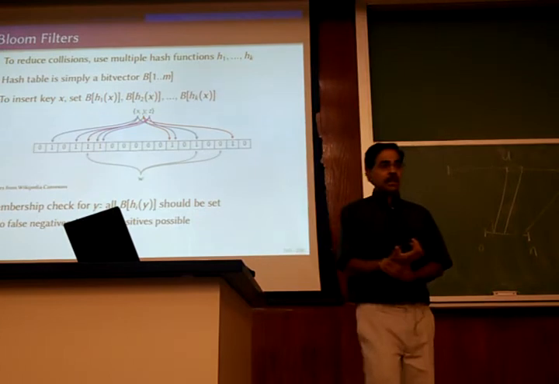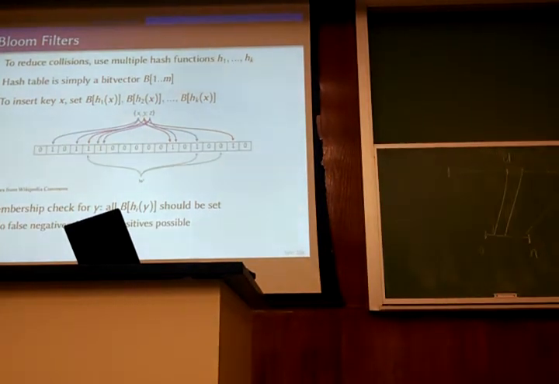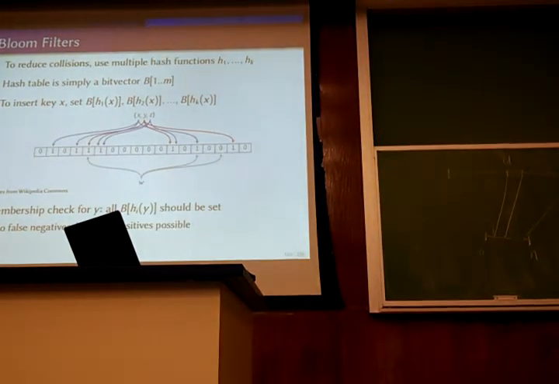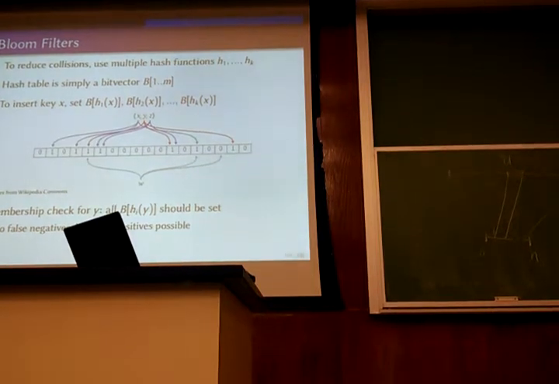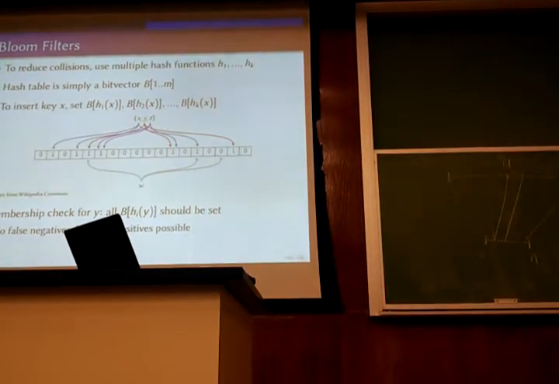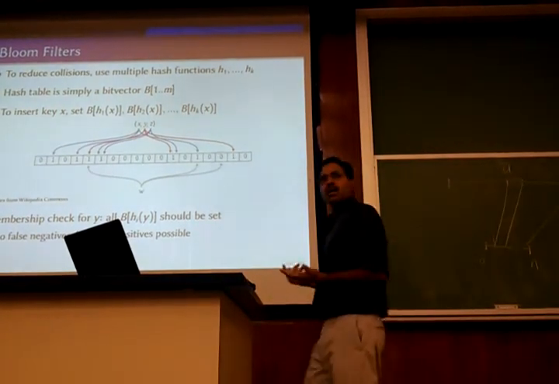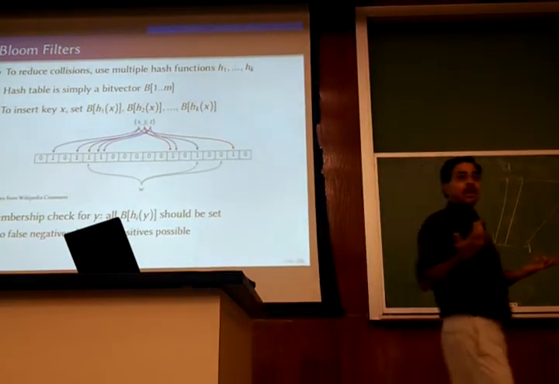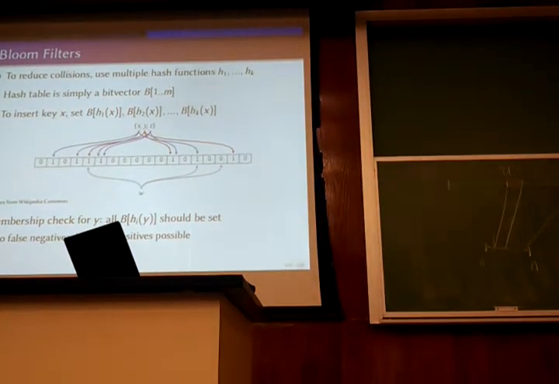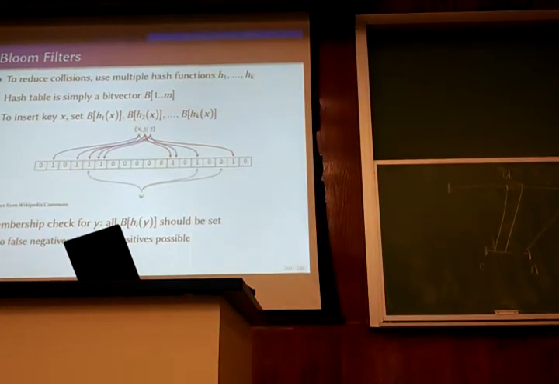But there cannot be a false negative. So once you put something into the table, if you go look it up, it's going to be there, because there is no operation that takes a 1 and turns it into a 0. You can only turn it from 0 to 1. And why is there no such operation? Because we cannot do deletions in this data structure.